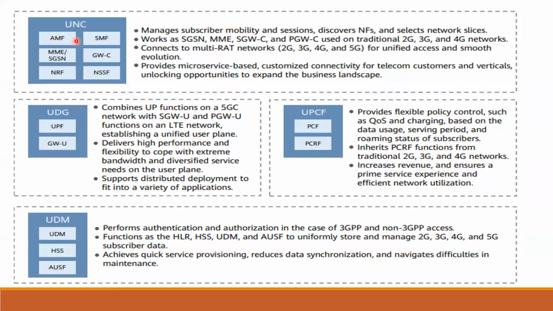So a little bit of description of these. UNC consists of AMF, SMF, MME, SGW, and NRF and NSSF as well. So it is responsible for managing subscriber mobility and session, discovering NFs, and selecting network slices. It can work as ES and MME SGW and for additional networks as well. It can connect with multiple RATs, and it provides microservice-based architecture. UDG is responsible for user plane functions. So it combines the 5GC UPF with SGW and PGW.